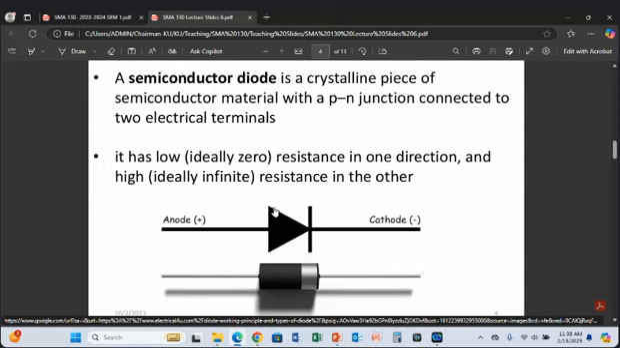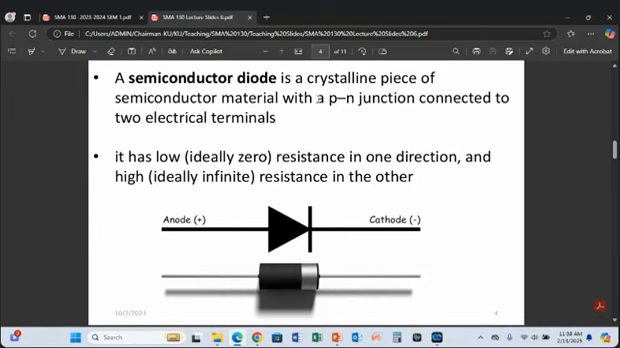Look at this symbol. It is like an arrow with a line here, and one side of the device we call anode, and it is marked positive. The other side we call cathode, and it is marked negative. So what I am pointing at, you can see, this is the symbol for a diode, and the diode is made from a semiconductor material which has the PN junction.